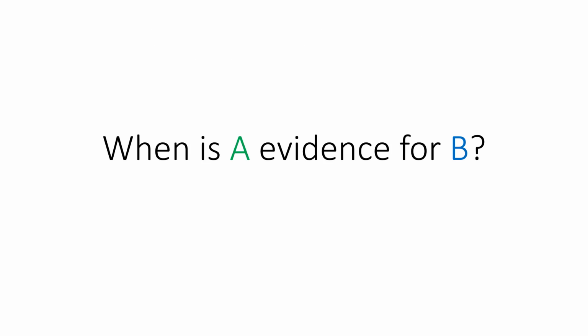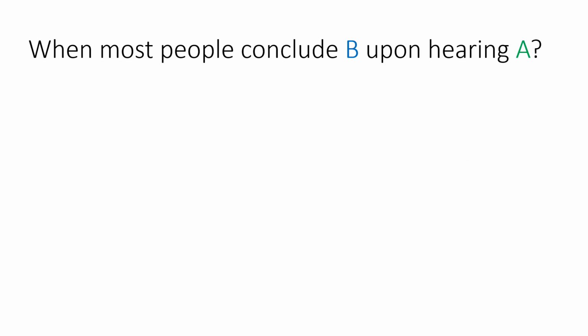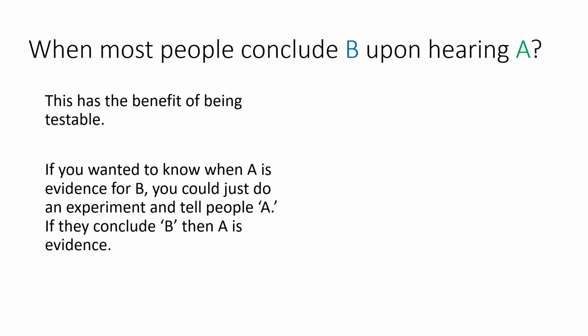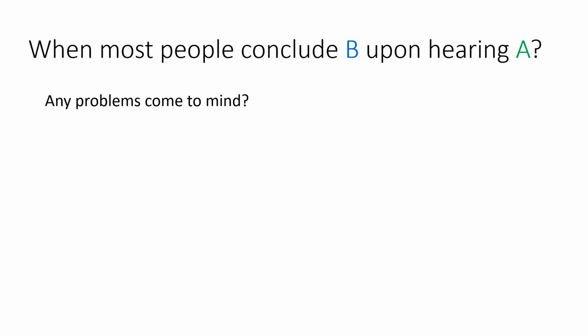Well, back to our question then, when is A evidence for B? When most people conclude B upon hearing A? That definition has the benefit of being testable, at least. If you want to know when A is evidence for B, you can just do an experiment and tell people A. And if they think B, then A is evidence for B. Any problems with that definition come to mind?